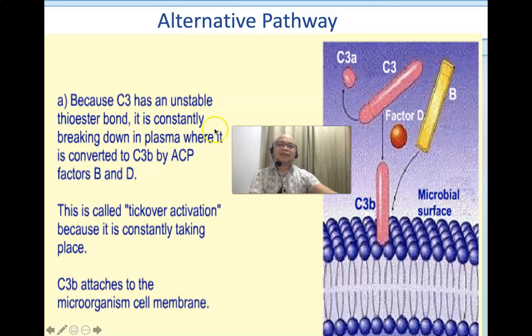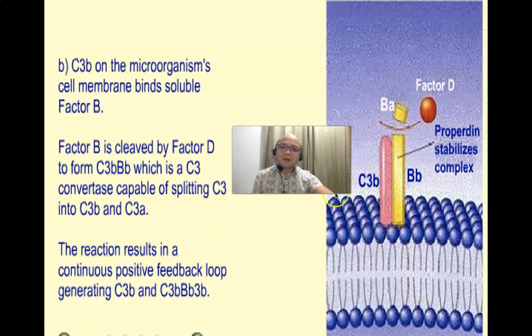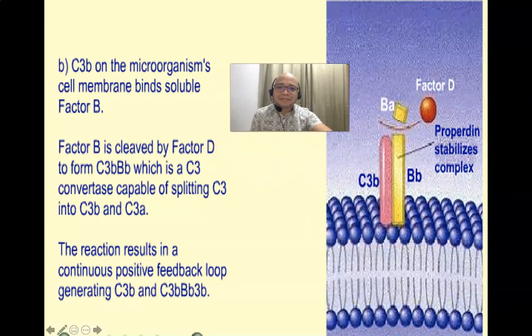Therefore, it is otherwise known as the tickover activation. It is the C3b that is attached to the microorganism cell membrane. You've seen the animation a while ago. If the C3b attaches to the cell membrane of the microorganism, it attracts neutrophils. So somehow, C3b may also serve as opsonin. But the story of the alternative pathway doesn't end here.